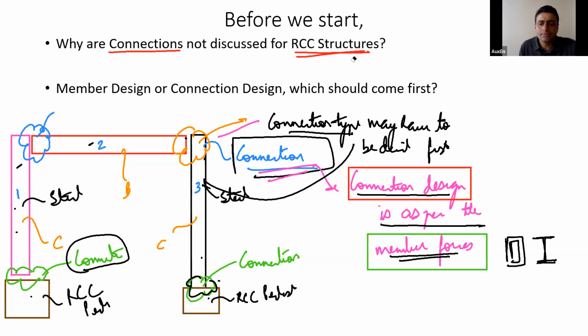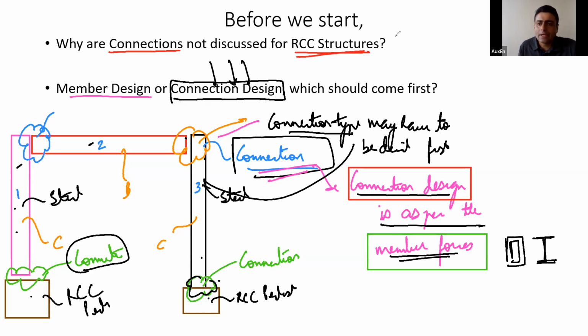But in some cases, it will be the reverse scenario also. I had put this post on LinkedIn also a few days back. In most of the textbooks on steel structures, for some reason, you will always see that they start with connection design, right? They simply start by doing connections first. I have never understood why. And then they later on go to the member design.